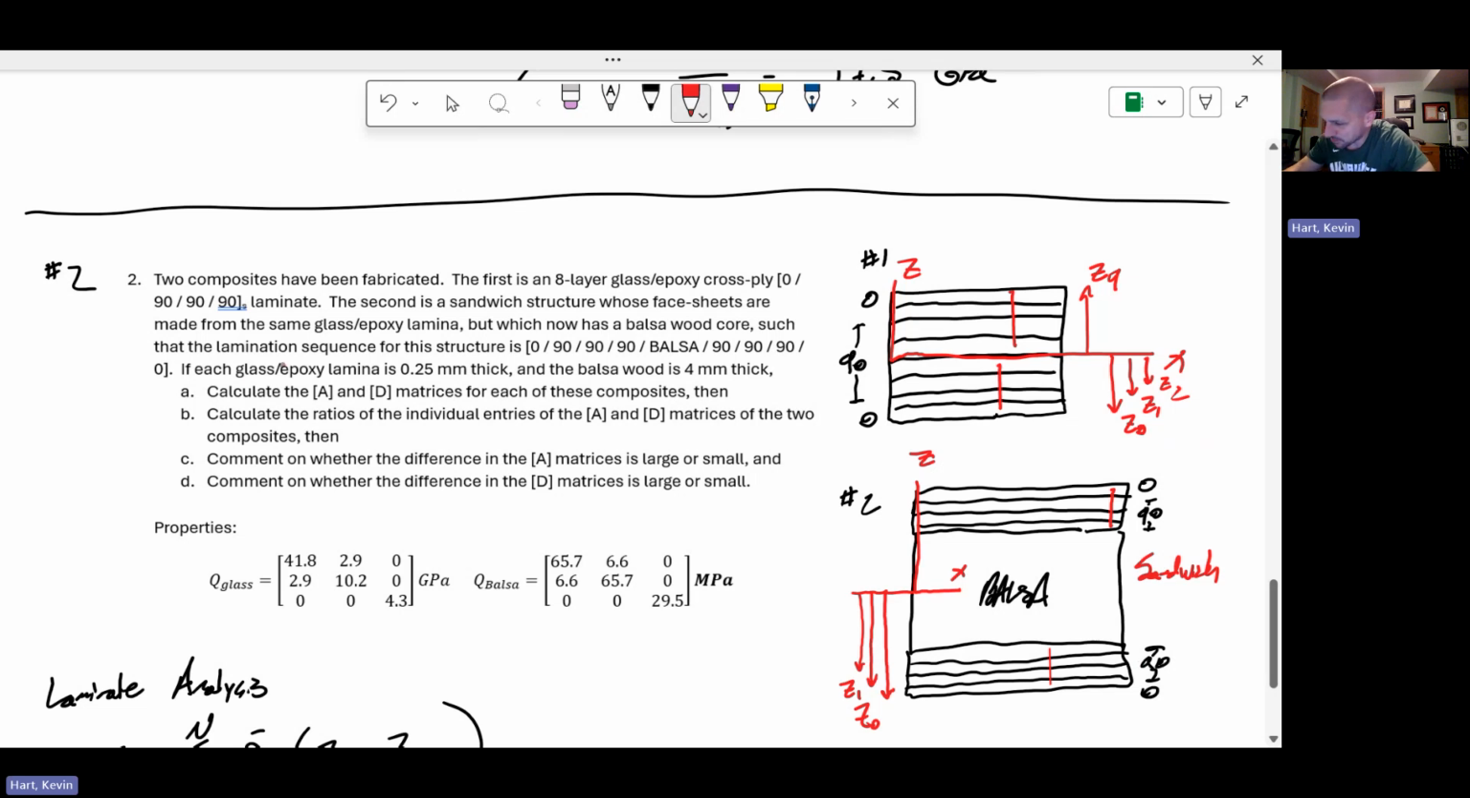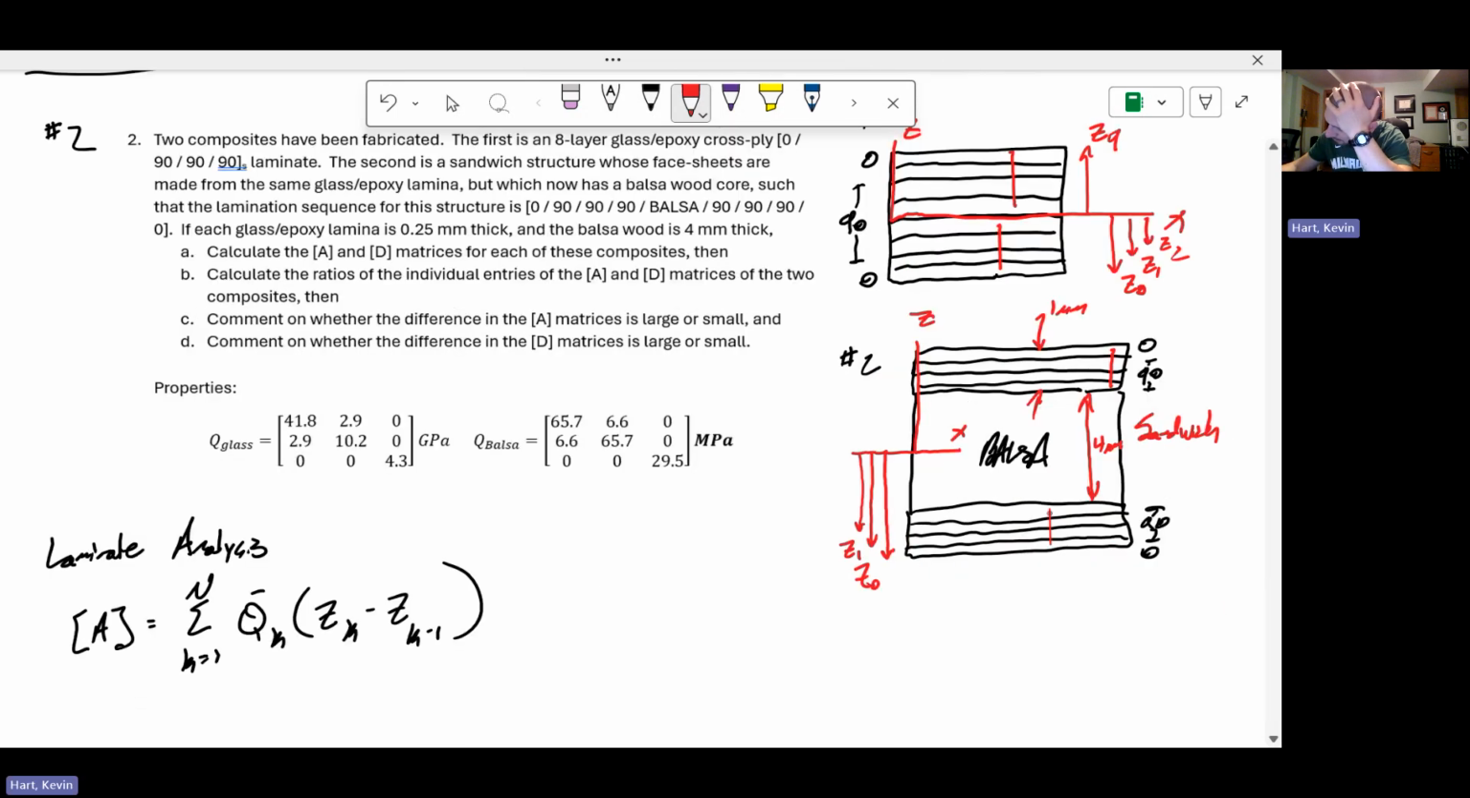We're told typically each one of these layers is 0.25 millimeters thick. So each of these layers here is 0.25 millimeters. But interestingly, in the sandwich composite, we're told that the core has a thickness of 4 millimeters. So we have 4 face sheet layers, each 0.25 millimeters. That means this is 1 millimeter thick. And then here we also have 4 sheets that are all 0.25 millimeters. So this is also 1 millimeter thick.